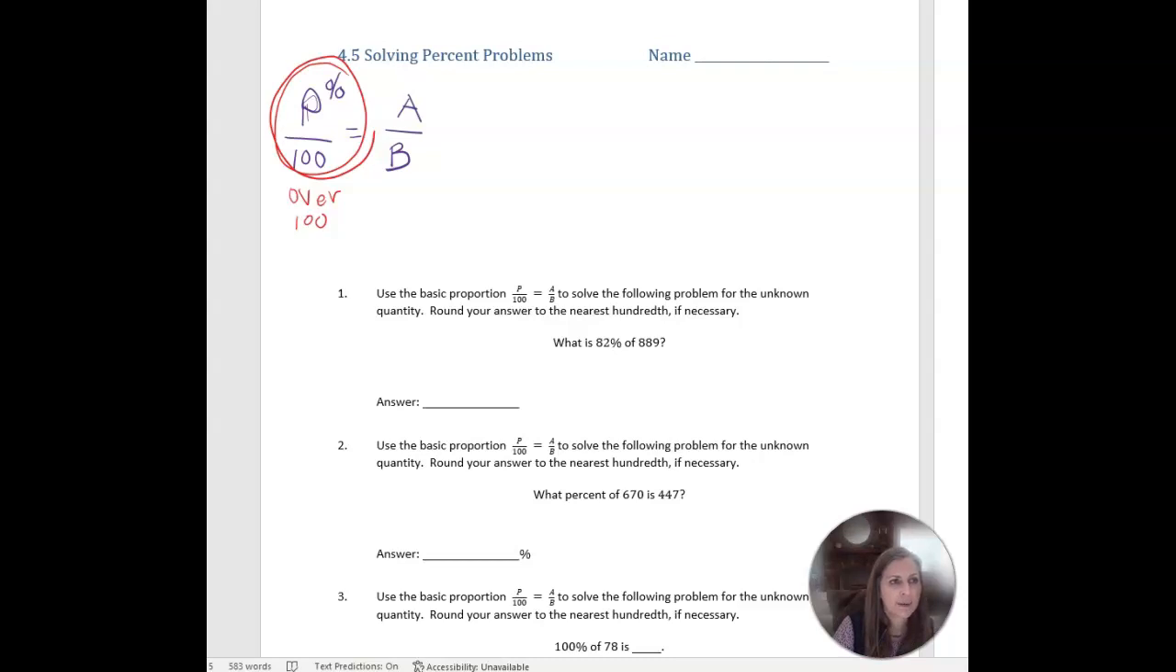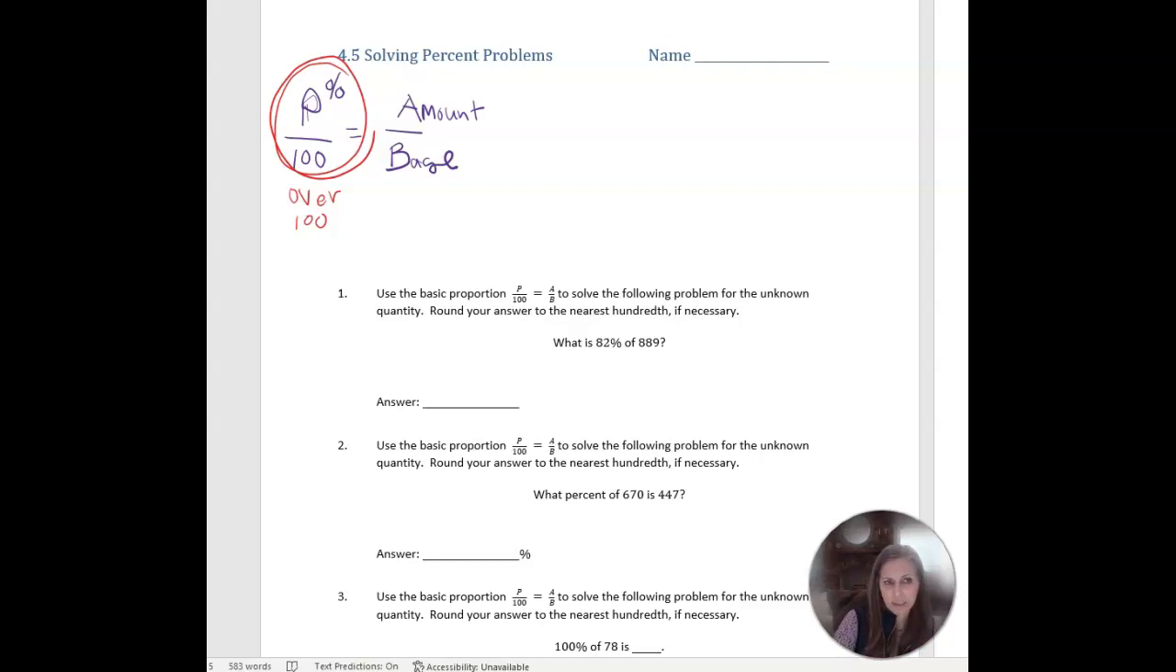Let's talk about the A and the B. This is the part of Hawks that I'm not really crazy about their explanation. But A is the amount, and B is the base. So A is the amount, and B is the base. The reason I'm not crazy about that is there's an amount on the top and the bottom. Both the numerator is an amount, and the denominator is also an amount. So the word amount for me is not specific enough.